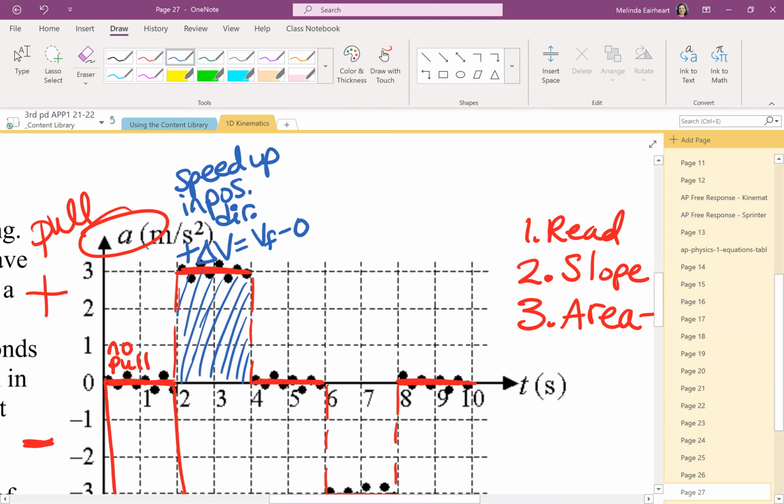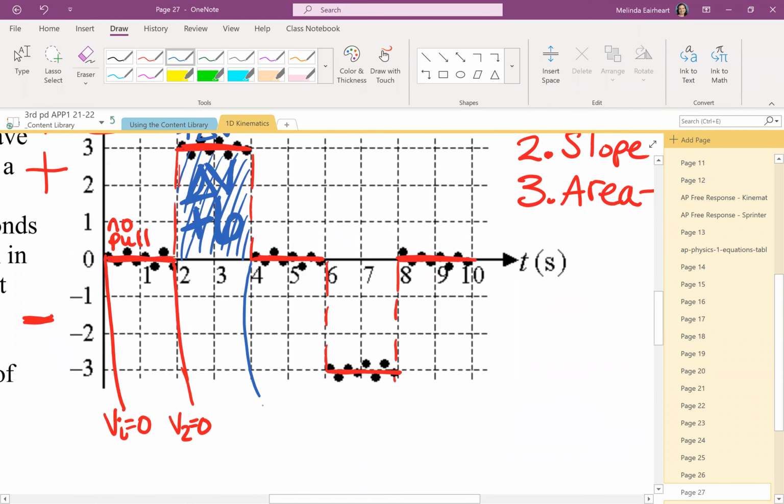Now we can do some numbers along the way. Area, base times height, 2 seconds by positive 3. What's our delta V for that 2 to 4 seconds? Base times height, 2 times 3. And everybody hopefully says 6. And so I know that my change in velocity is going to be a positive 6. So what's the final velocity at the end of that time? The velocity at 4 seconds would be positive 6. Everybody with me?